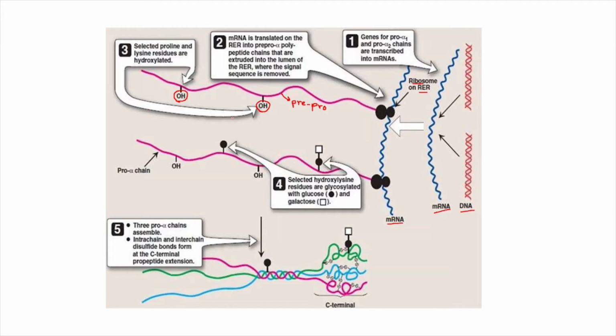After hydroxylation is done, next selected glycosylation is done on the pre-pro alpha chain. Here, at this position, glycosylation has been done. Here, at this position, glycosylation has been done. Glycosylation means the addition of sugar residues. On glycosylation, the pre-pro alpha chain is called the pro alpha chain.